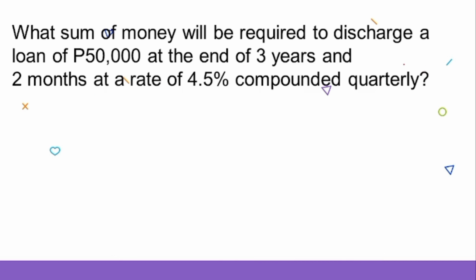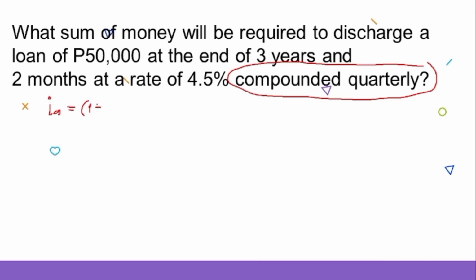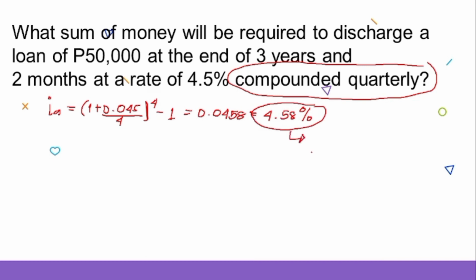The same thing dito, again, gamitin natin yung concept ng effective interest rate. So this is compounded quarterly. So our effective interest rate here would be is equal to 1 plus 0.045 all over 4 raised to 4 minus 1. So our effective interest rate is equal to 0.0458 or 4.58%. So, ito yung interest natin annually or ito yung interest natin per year.